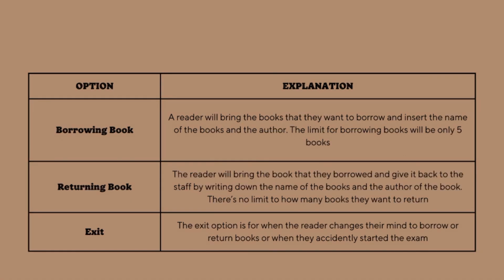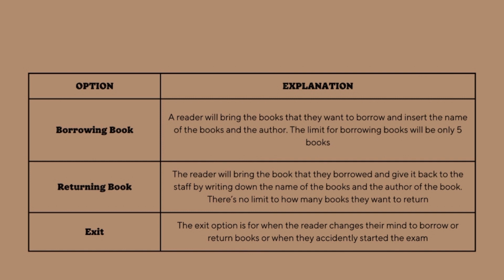For the explanation, for borrowing book, a reader will bring the books that they want to borrow and insert the name of the books and the author. The limit for borrowing books will be only 5 books. While for returning book, the reader will bring the book that they borrowed and give it back to the staff by writing down the name of the books and the author of the book. There's no limit to how many books they want to return.